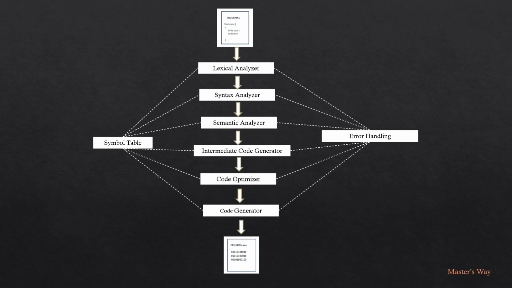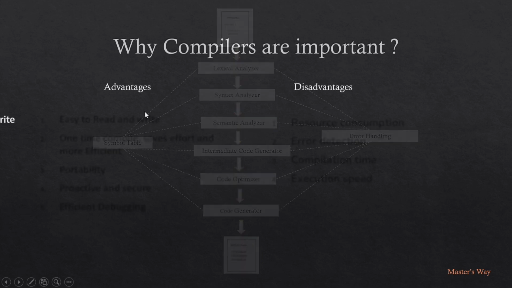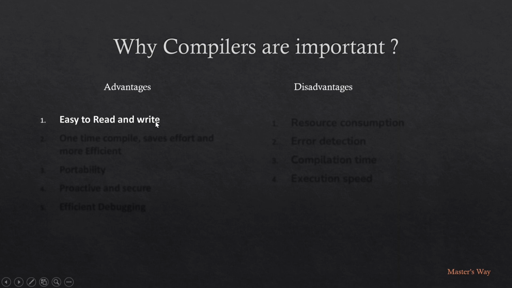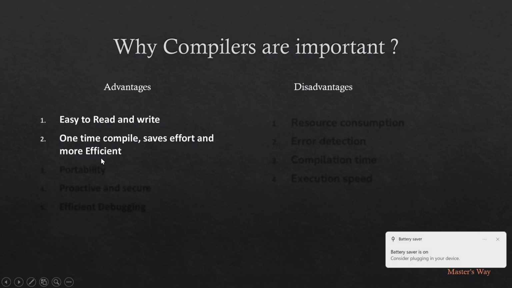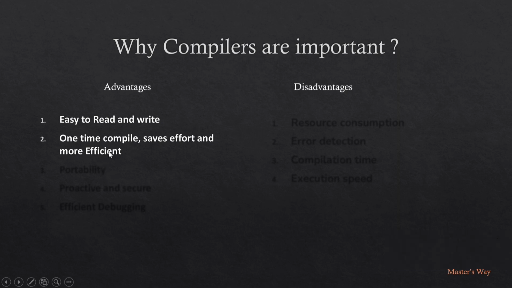Now we will see why compilers are very important to us. Compilers make code easy to read and write. They enable developers to write code in high level programming languages, which are easier to understand and more human readable than machine code. And the compiler makes one time compile, saves effort, and is more efficient. Compiled code tends to run faster than interpreted code because it has been translated into machine code that can be directly executed by the computer's processor. This can be particularly important for performance critical applications such as scientific simulations or real time systems.